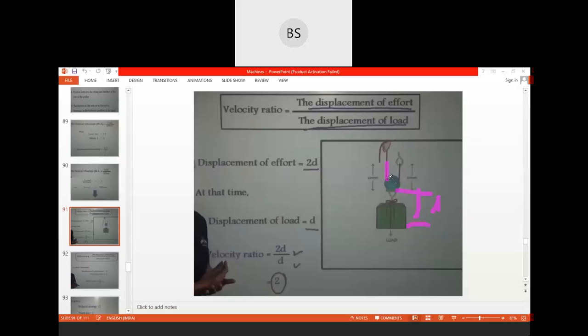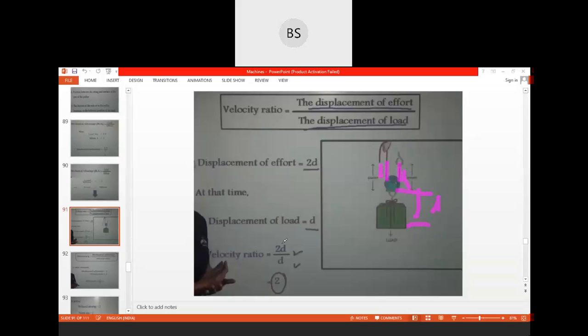Okay, distance covered. But now when you are applying effort, children, what is happening? You can see this time, on this side there is one rope and one rope only, but twice the distance is covered, correct? That means here is 1d and here one more d. That means how many times d? 2d. Because when you are pulling this rope up, the distance covered by the rope is twice. So the displacement of effort is 2d. But the displacement of load is only d, because the load is only moving up once. So clear about this? Any doubt?